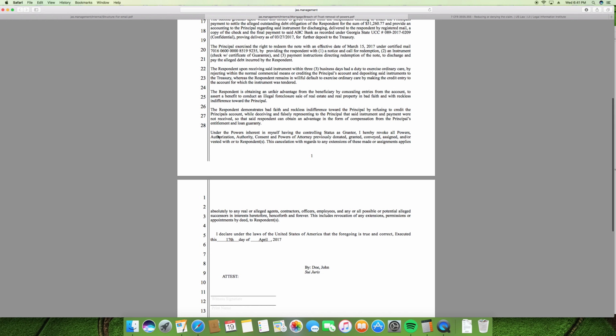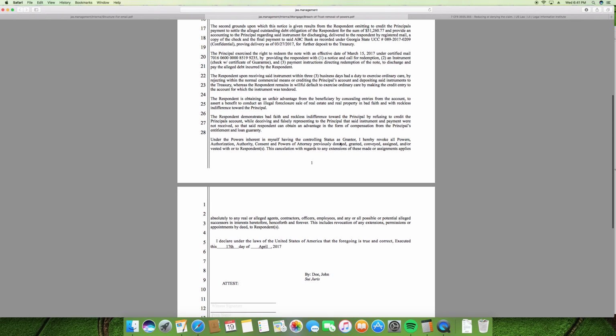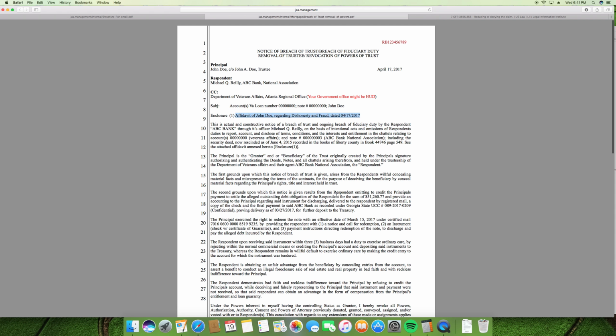Down here at the bottom, the last thing it says, under the powers inherent in myself, having the controlling status as the grantor, I hereby revoke all powers, authorization, authority, consent, and powers of attorney previously donated, granted, conveyed, assigned, and or vested with or to the respondents. So you see what's going on there. This cancellation applies to absolutely any real or alleged agents, contractors, officers, employees. Revoke that power of attorney.